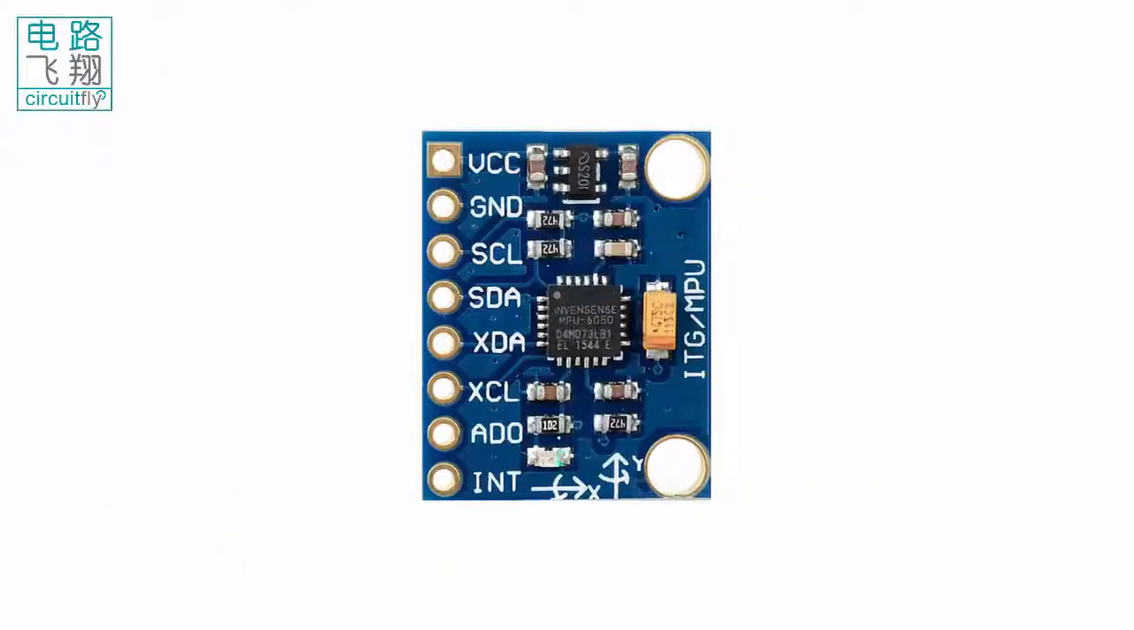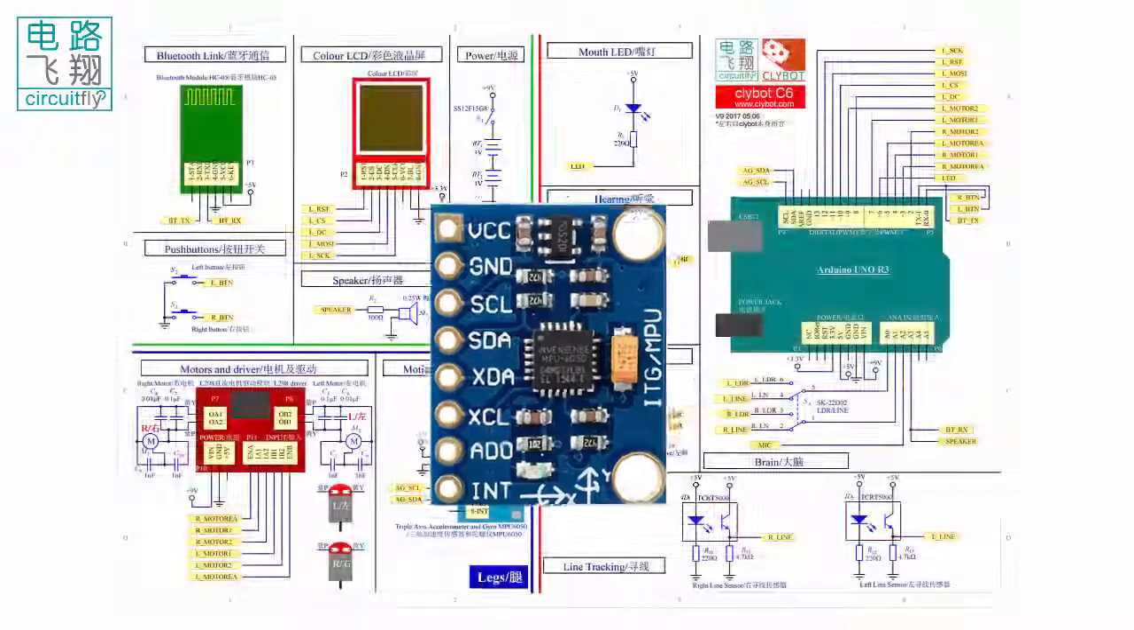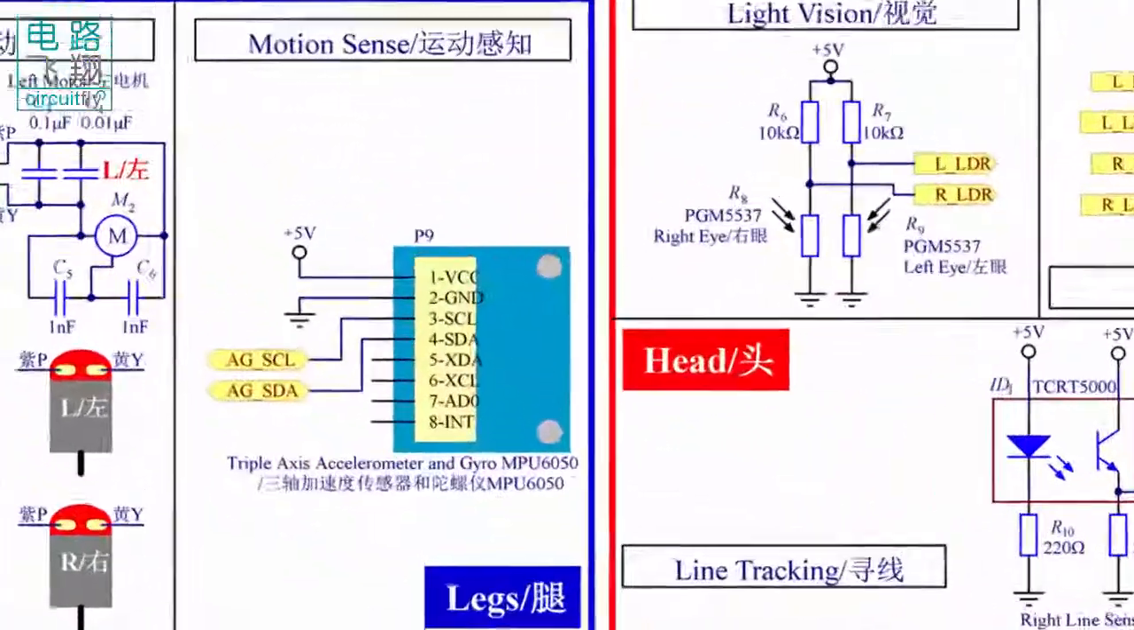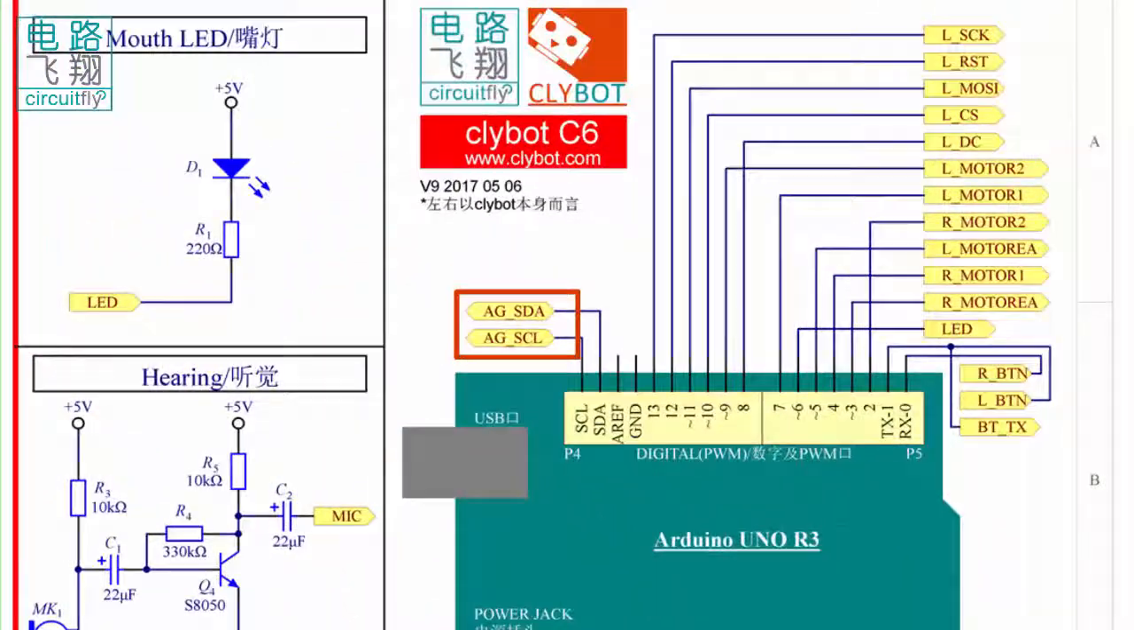There are 8 pins on the sensor board. Pin 1 and 2 are supplied by 5 volts. Pin 3 and 4 are the SCL and SDA ports respectively, which connect to pins SCL and SDA on Arduino.